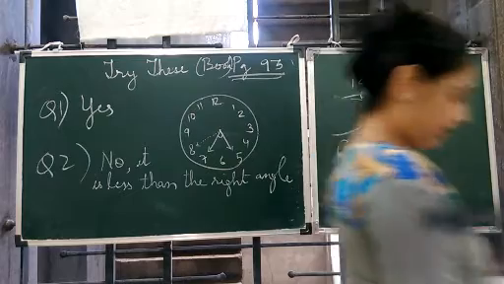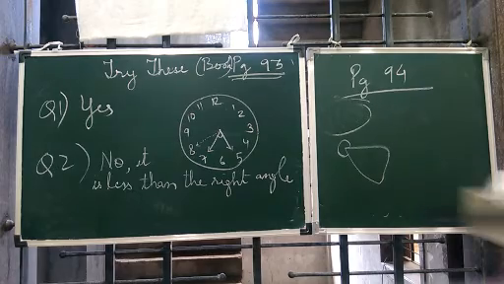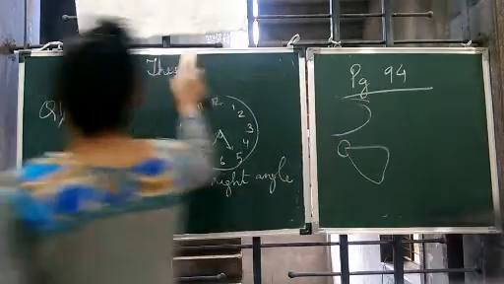Then there is exercise 5.3, children. Exercise 5.3 we are going to do in the book itself. Okay. It is match the following. First one is match the following.